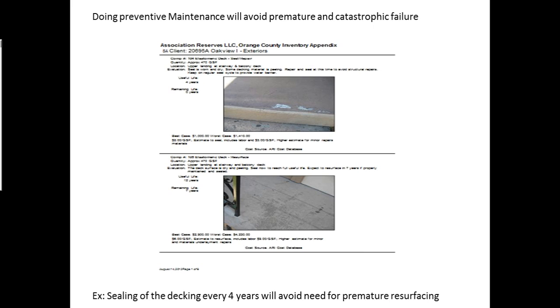I have a community that neglected their decking, and it's certainly not Oakview, it's another community, but they neglected their decking to the point where a $15,000 seal cost ended up being a $150,000 rebuild cost for the decking because it had been neglected. So preventive maintenance is essential. We want to make sure that we're sealing things that need to be sealed, like decking, like asphalt. We don't want to fall into premature failure, because then we're just going to be spending a lot more money than we need to.